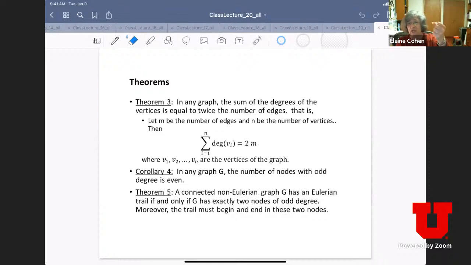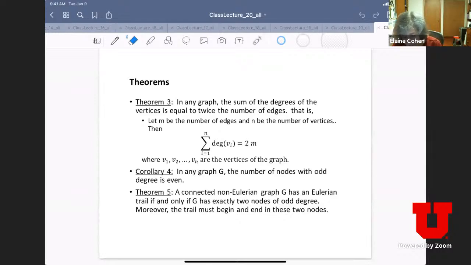Now, if I have one left over, then I'm going to have all of these even numbers added together plus one odd number, and that would give me a sum that's odd. But what we have here is that the sum of the degrees has to be even. So that means the number of nodes with odd degrees has to be even. I can't have that one node with an odd degree hanging out there after I pair all the other ones up. Okay? Good.